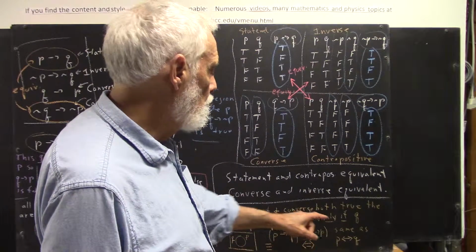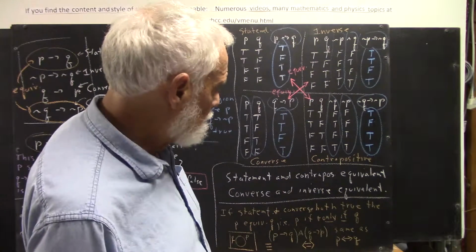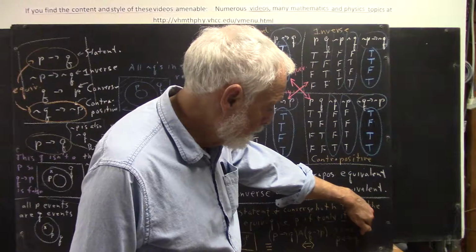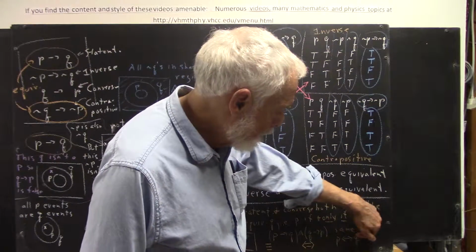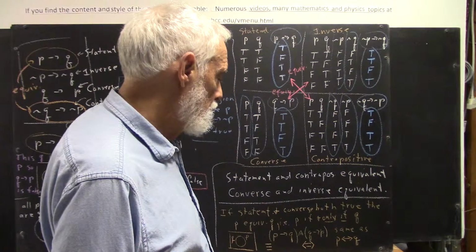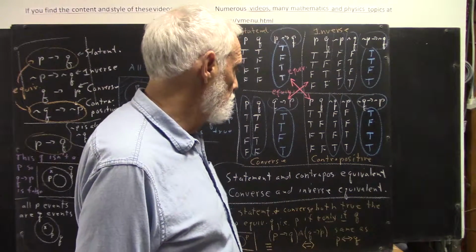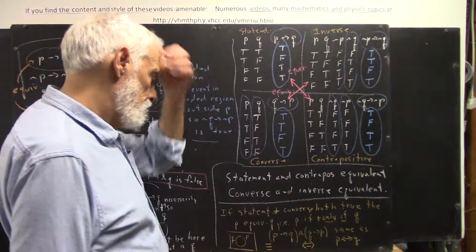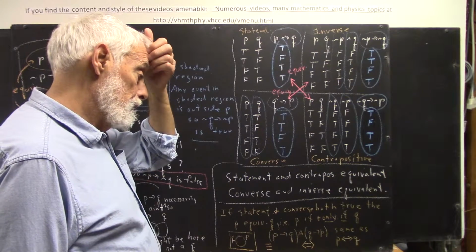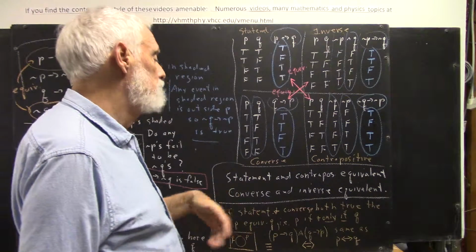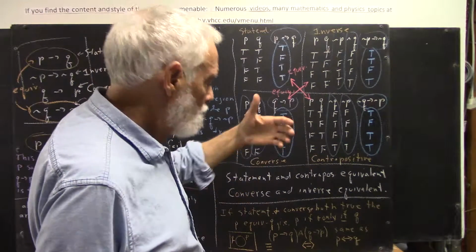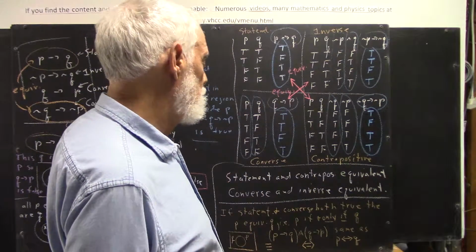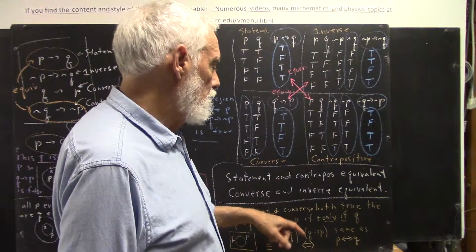If these are both true, then we can say that if P then Q, the arrow goes this way, and if Q then P, the arrow goes this way. If they're both true, then we can say that the two statements are equivalent.